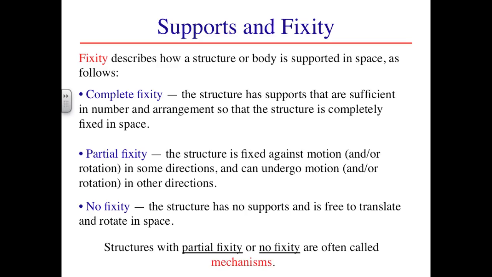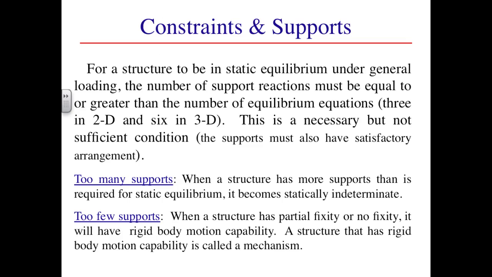If the body in question is a structure consisting of an assembly of individual members, and partial fixity implies that one member can experience translation and/or rotation relative to the other members, the body is said to be a mechanism. Three or more supports of appropriate configuration are required to maintain equilibrium of a body in two dimensions, and six or more supports of appropriate configuration are required to maintain equilibrium of a body in three dimensions.